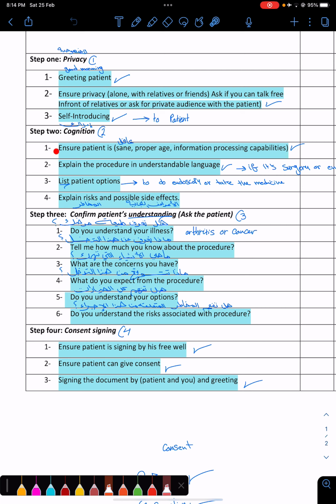So cognition: ensure the patient is sane, explain the procedure, list the patient options, and explain the risks and possible side effects. Okay, all right.